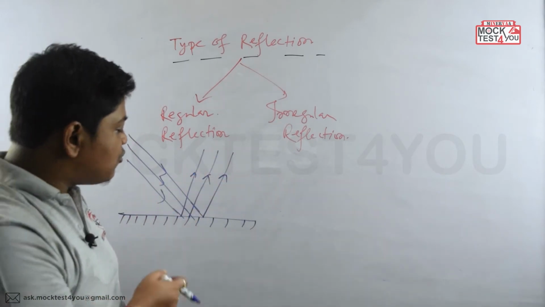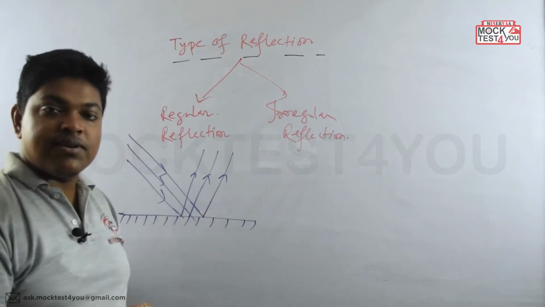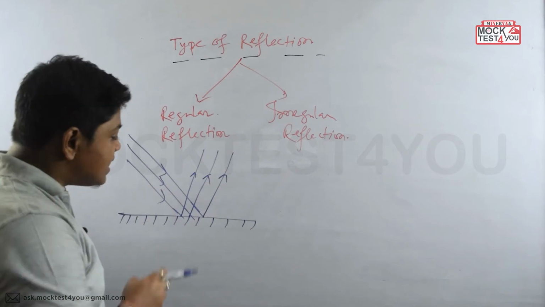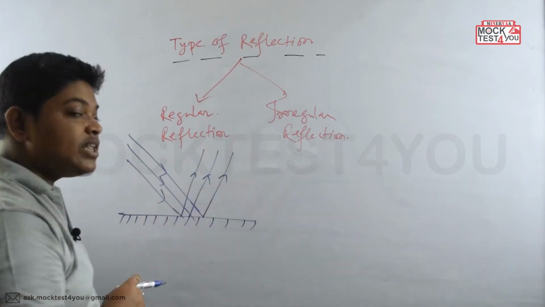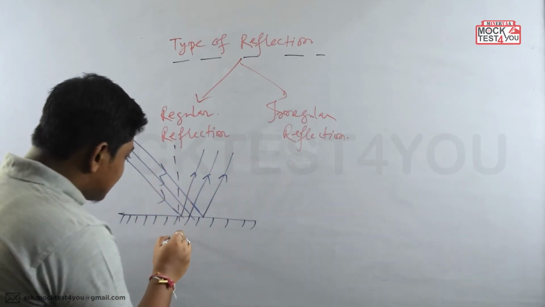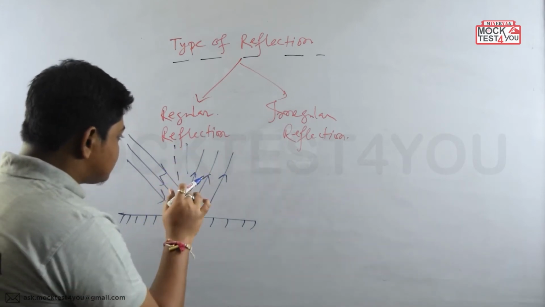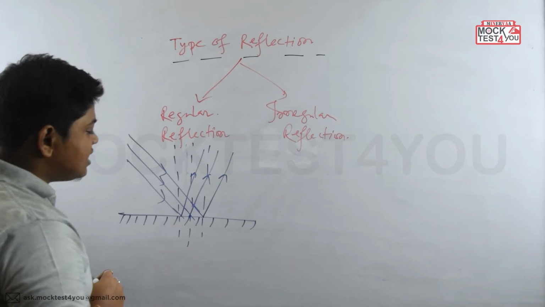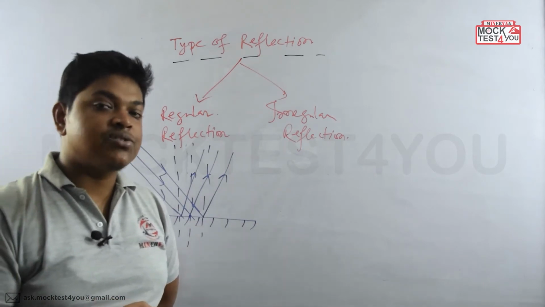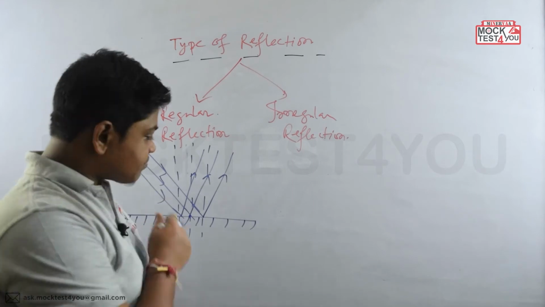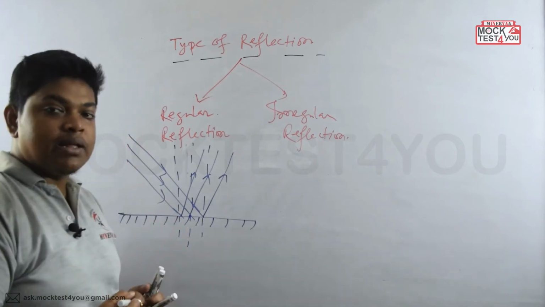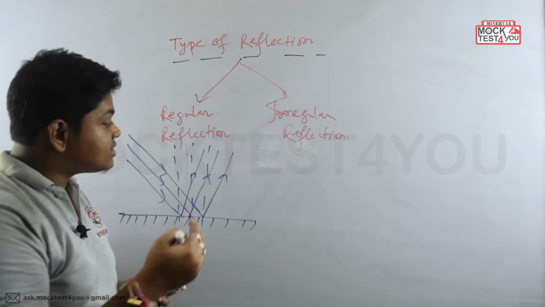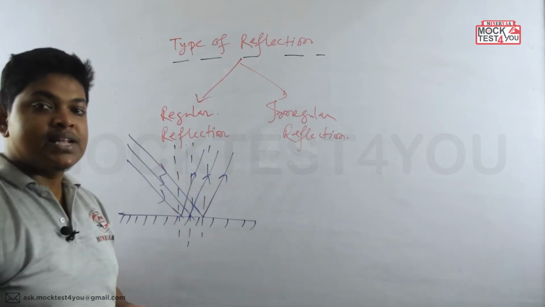Why does that happen? Because a smooth surface is given. If a parallel beam of light rays comes to that surface, after the reflection they will move parallel to each other. In that case, the incident angle is also equal to the reflected angle. If we draw the normal with respect to the surface, you can see that the incident angle is equal to the reflected angle. This happens in the case of a plane mirror. The surface of a plane mirror is very smooth, and when light rays come towards the surface, they reflect in the same way.